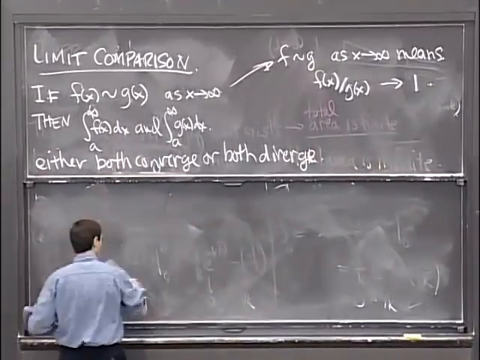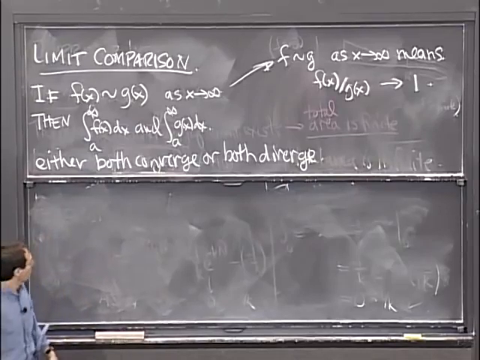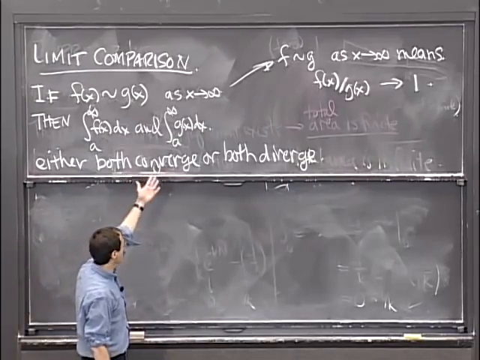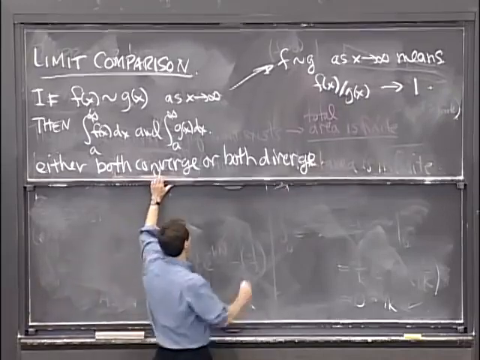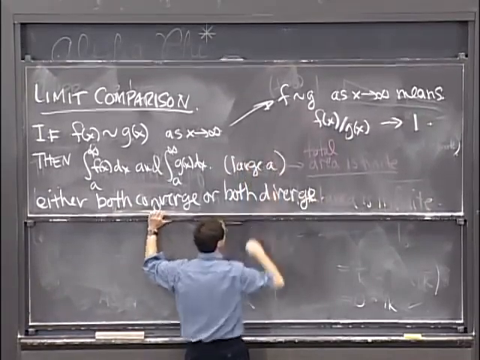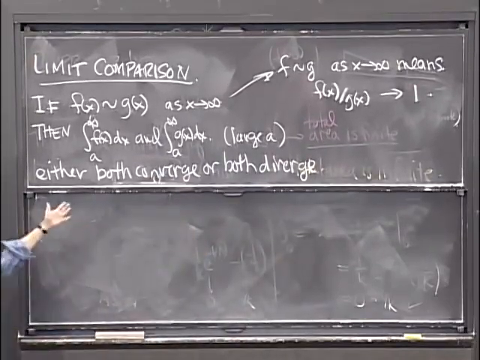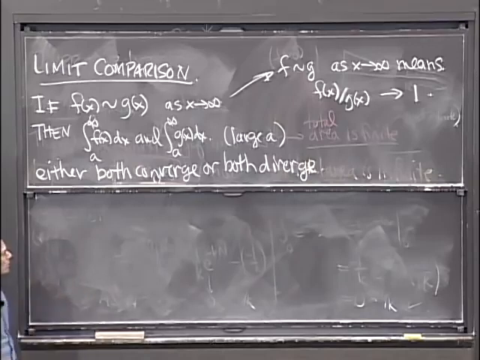This is more or less obvious. It's just because far enough out, this is for large A, if you like, we're not paying any attention to what happens. It just has to do with the tail. And after a while, f of x and g of x are comparable to each other, so their integrals are comparable to each other.